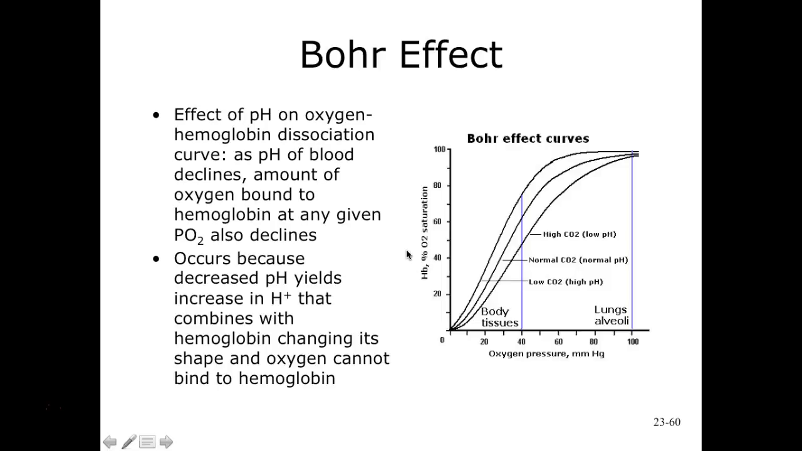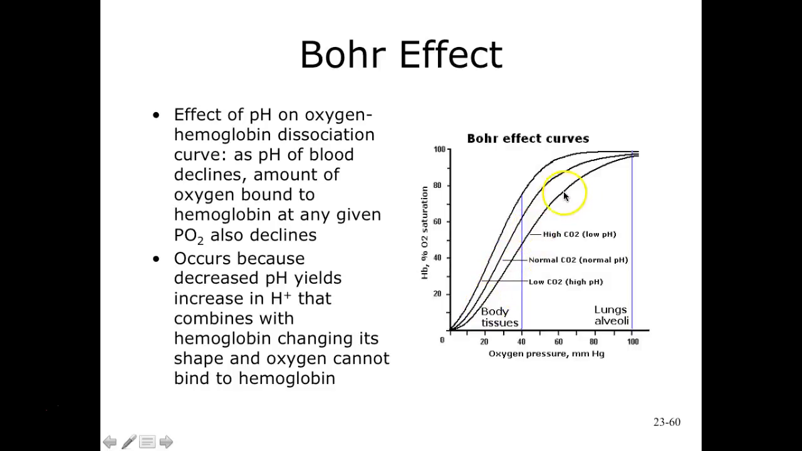And so now we're going to talk about the Bohr effect, and this is the effect of pH on the oxygen hemoglobin dissociation curve that we just talked about. As the pH of our blood declines, so we are having more acidic blood, the amount of oxygen bound to our hemoglobin at any given partial pressure of oxygen is also going to decline. So we can see that our curve is going to shift to the right here.